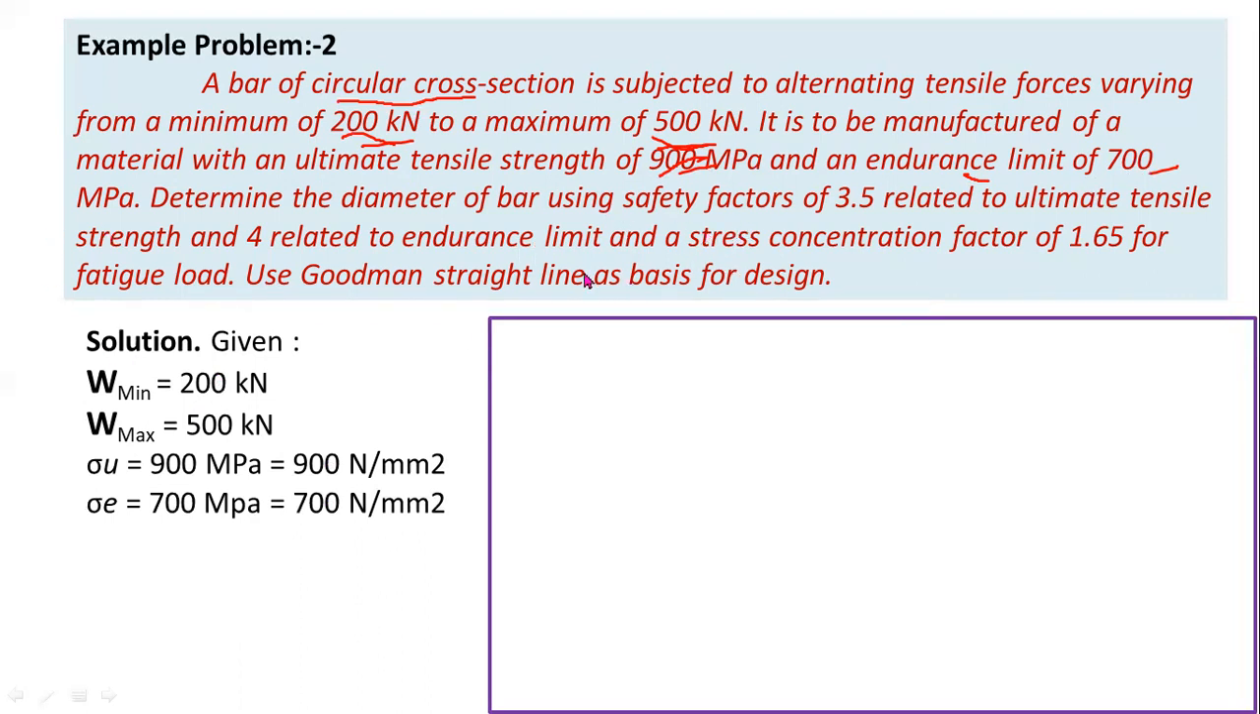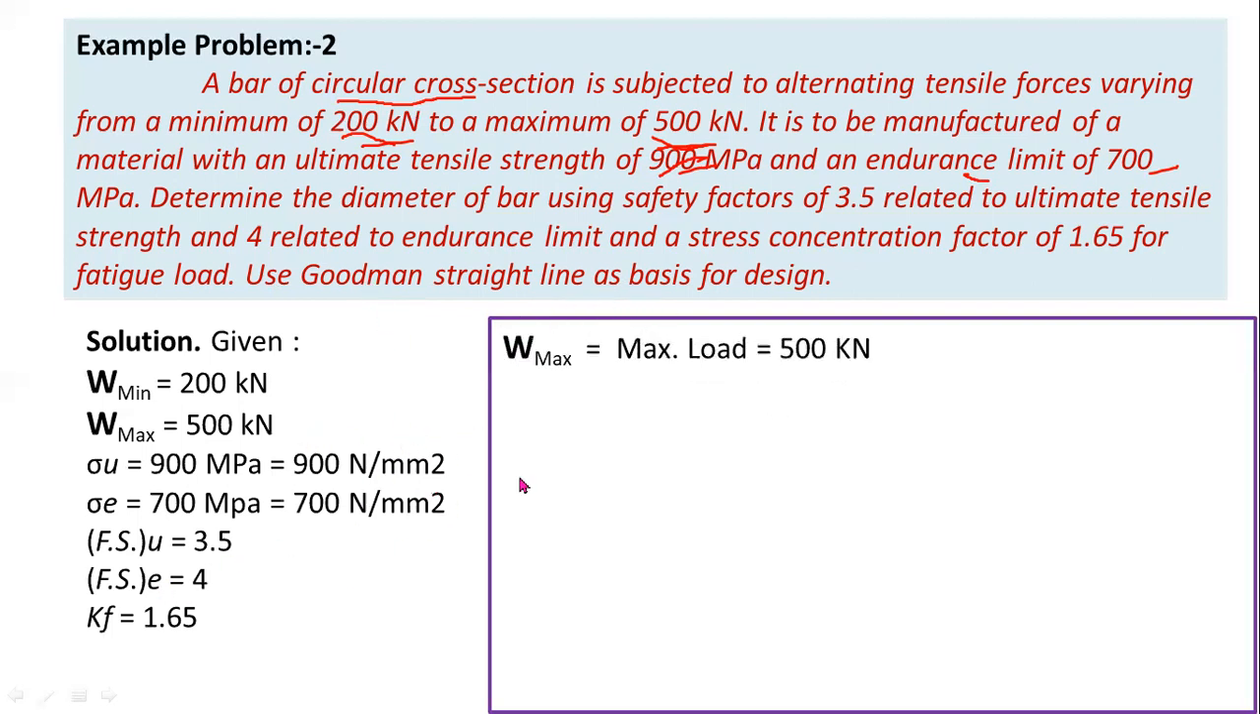Here factor of safety are given. Fs for ultimate stress equal to 3.5. Factor of safety for endurance limit, that is Fse equal to 4. Okay, stress concentration factor Kt equal to 1.65. Fatigue stress concentration factor Kf equal to 1.65.